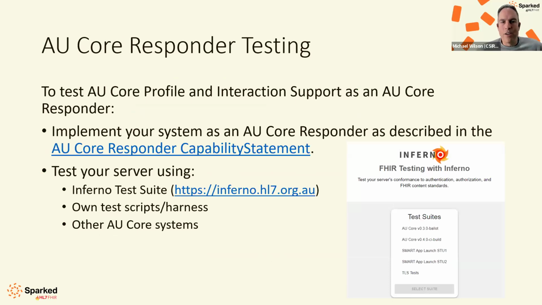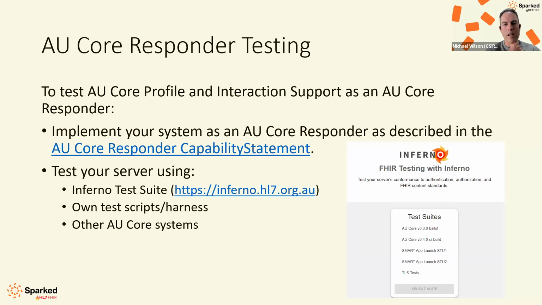If you've got an AU Core responder system, the interactions for an AU Core responder are defined in the AU Core responder capability statement. That's defined in AU Core, in the FHIR implementation guide. It defines the expectations of a responder system, as far as those read and search operations, what profiles are supported and the like. So you'd implement that in your responder system, and then you can test it.